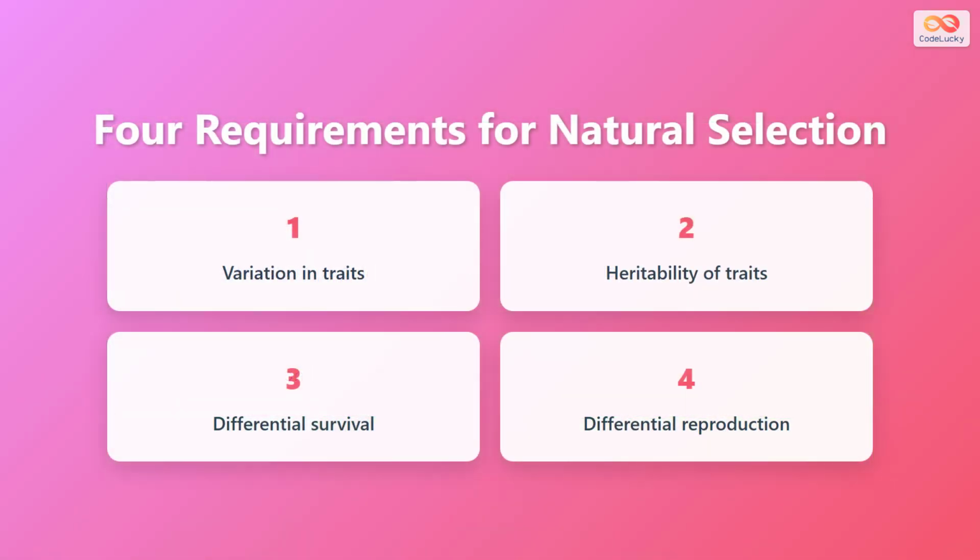For natural selection to occur, 4 essential requirements must be met. First, there must be variation in traits within a population. Individuals need to differ from one another in meaningful ways. Second, these traits must be heritable, meaning they can be passed from parents to offspring through genes. Third, there must be differential survival. Some individuals must survive better than others based on their traits. Fourth, there must be differential reproduction. The survivors must produce different numbers of offspring based on their advantageous characteristics. When all 4 requirements are present, natural selection can shape populations over time.